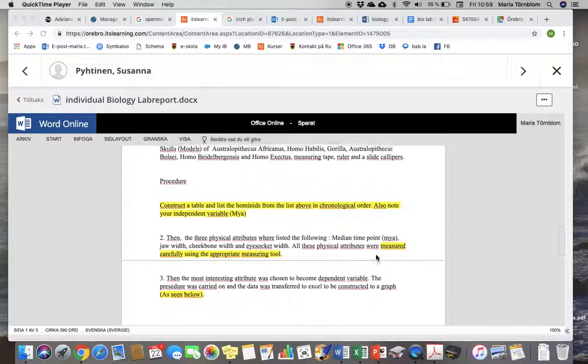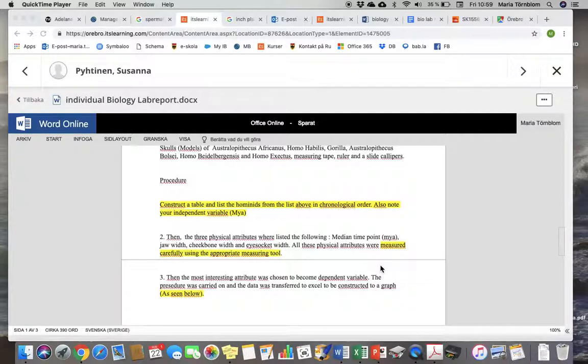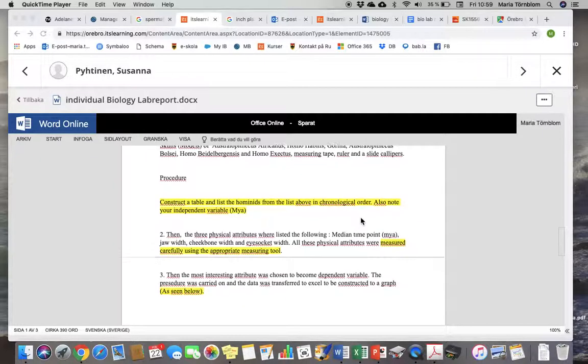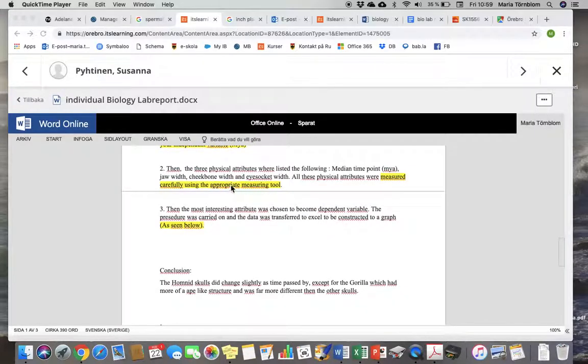In your procedure, I asked you to take photos and to show what you actually measured, to insert an image of your measurement. You don't have to write that you construct a table and list them, because this is not the procedure. The procedure was how you measured it. And what measuring tool you used is also important, so you can improve that a little bit more.